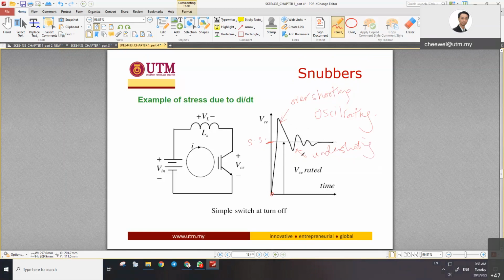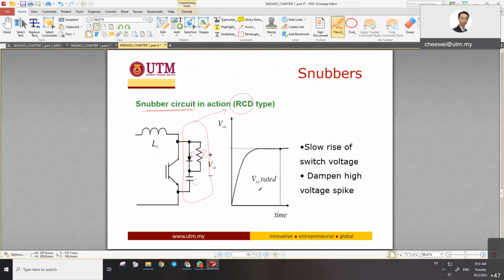If you still remember your control subject, you learned about under, over, critical damping. These are all the characteristics of transients. You have underdamped, overdamped, critically damped. Ideally, we want them to be critically damped. Turn on, and then what do I get? This is the critically damped.